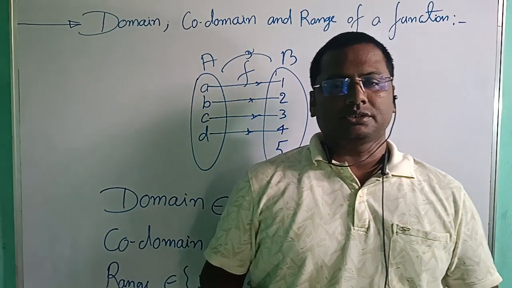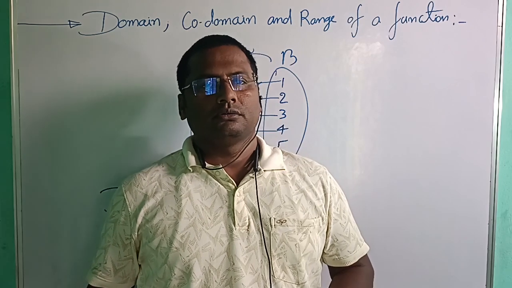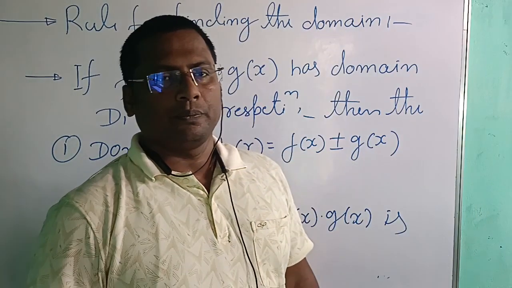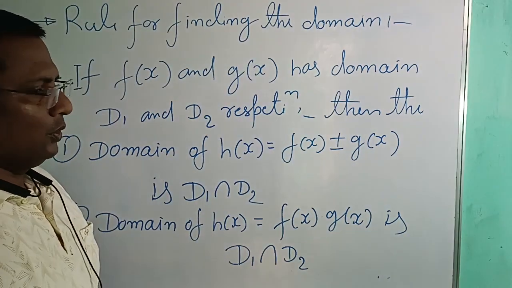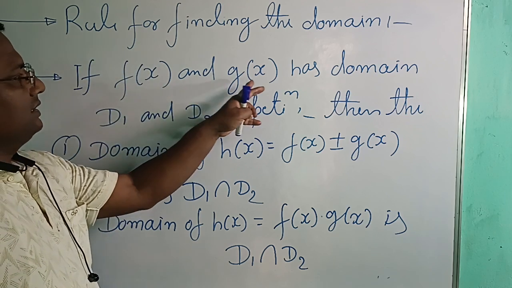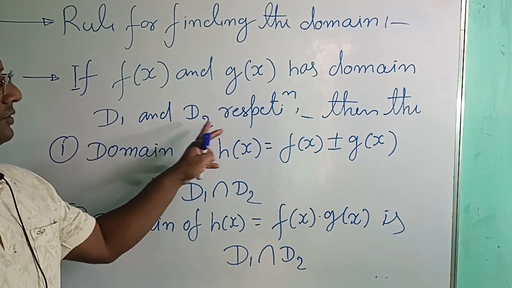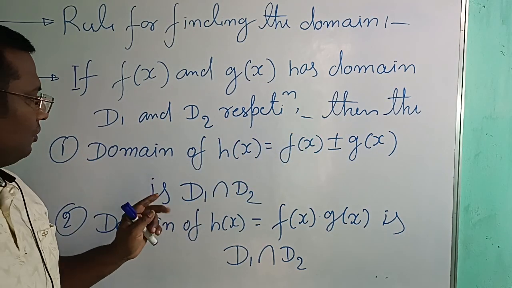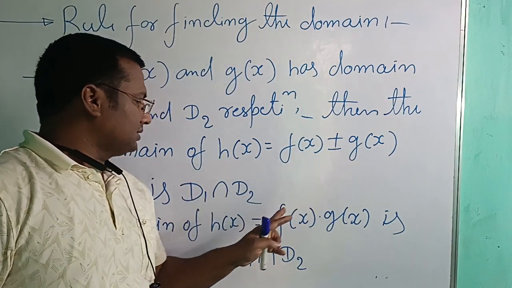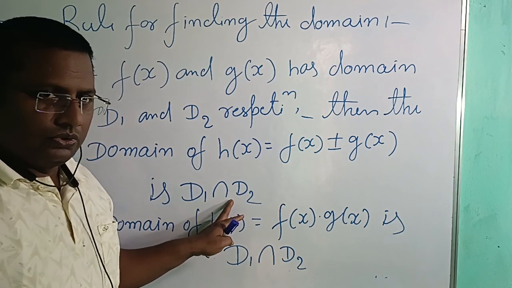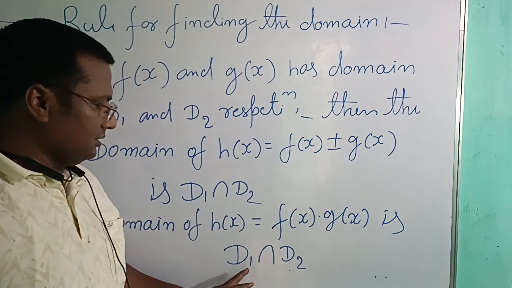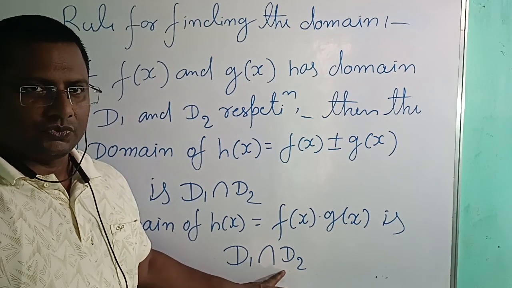Now we are going to discuss rules for finding the domain. Suppose f(x) and g(x) have domains D1 and D2 respectively. Then the domain of h(x) = f(x) ± g(x) is D1 intersection D2. Okay, and the domain of h(x) = f(x) × g(x) is D1 intersection D2.